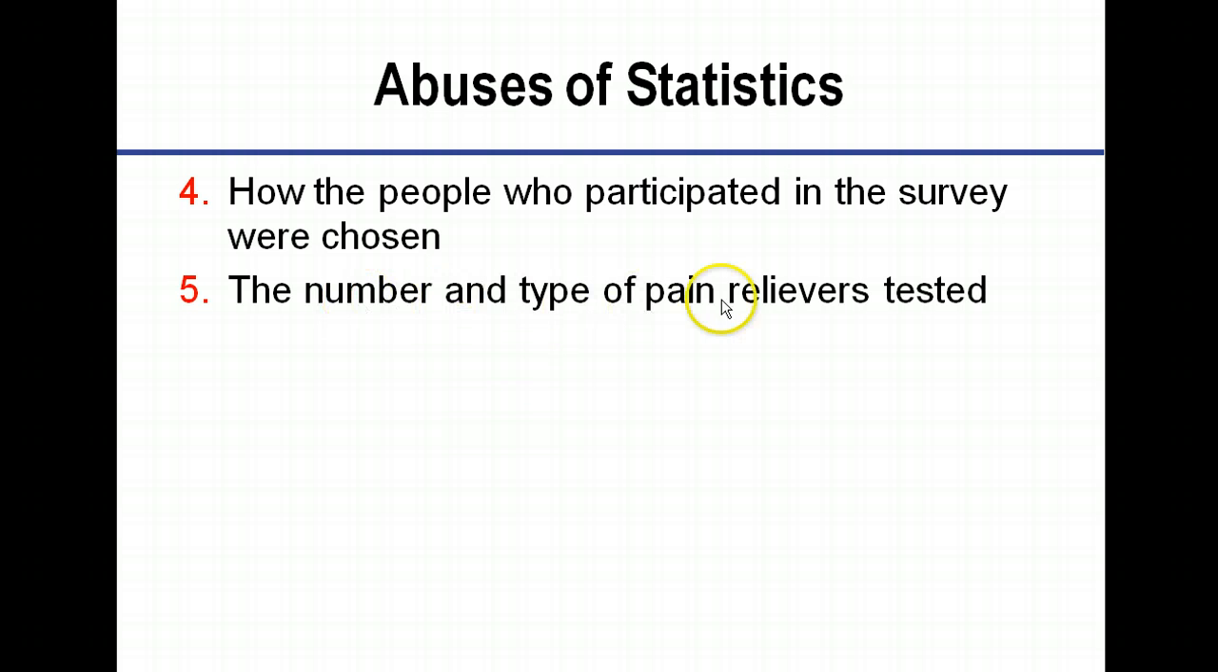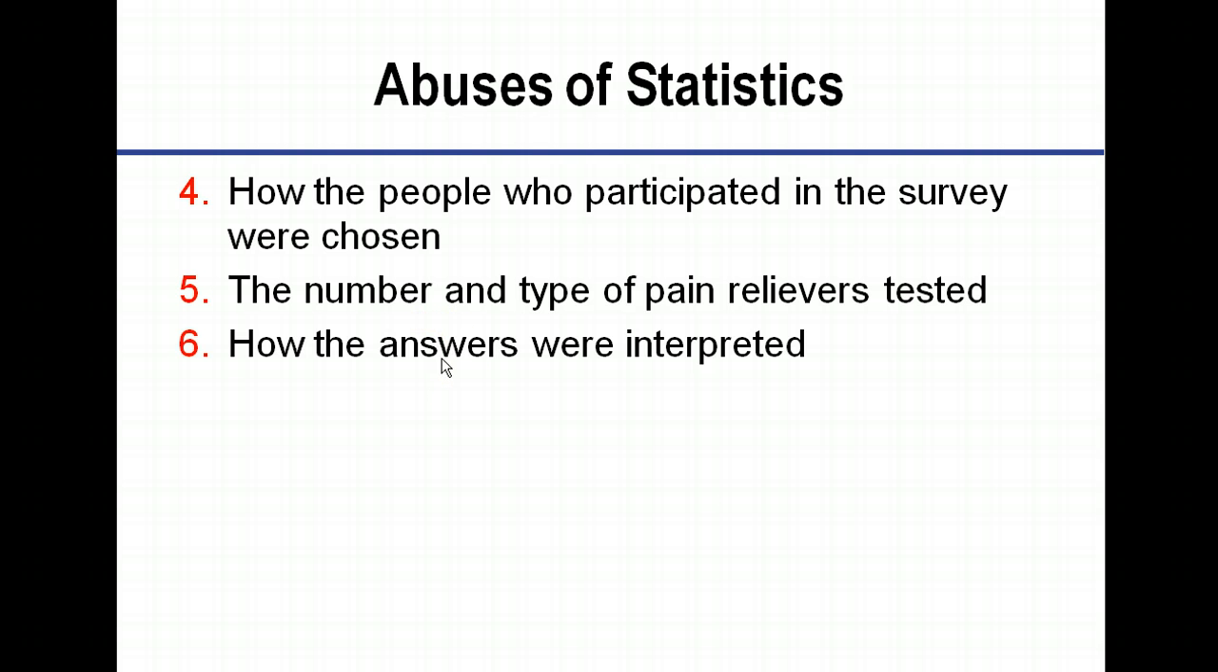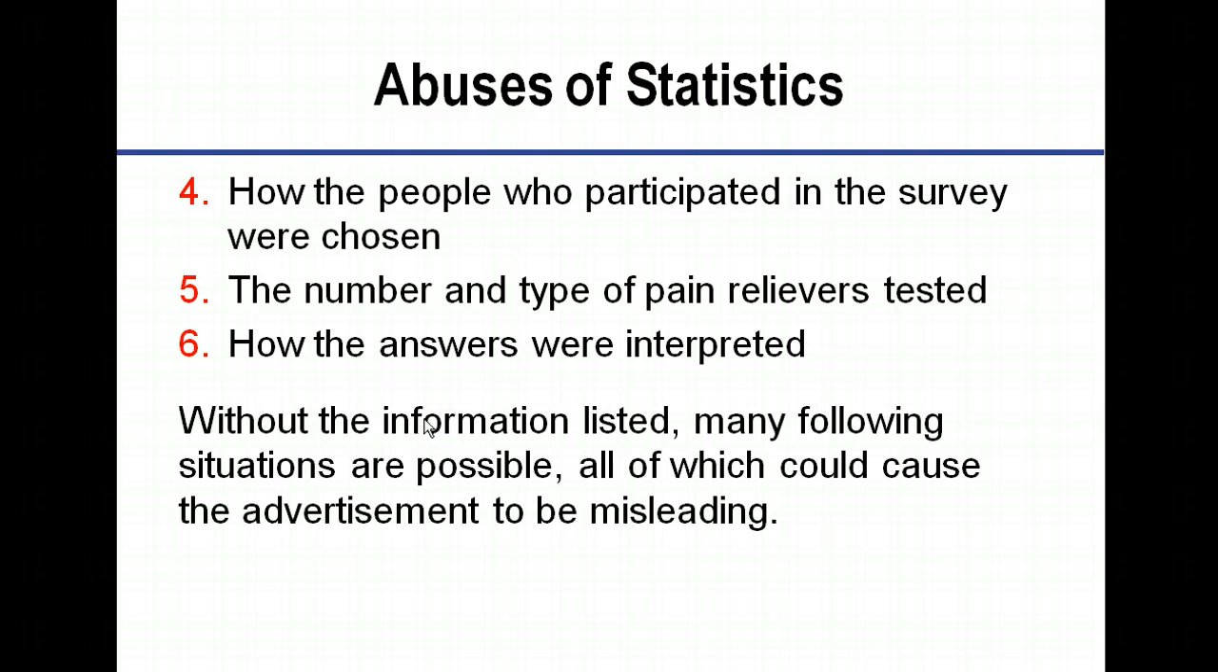The number and type of pain relievers tested also is important because if they didn't test any other types of pain relievers or ask about any other types of pain relievers, then maybe the questions were a little bit biased. And finally, how the answers were interpreted should definitely be discussed. How did they interpret the answers to the survey? So without the information listed, many of the following situations are going to be possible, all of which could cause the advertisement to be misleading.